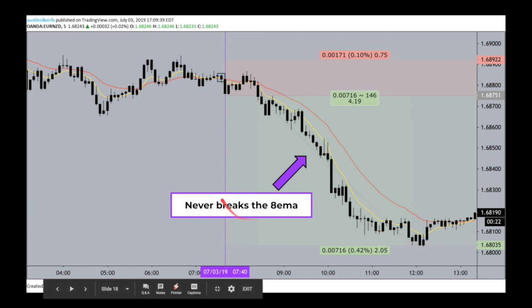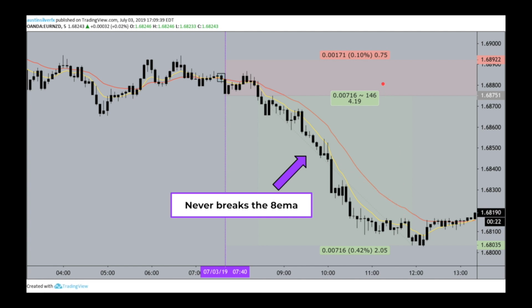So if you took the trade at 7:40, you followed the rules, your stop loss was 17 pips, and you held this thing all the way until it slowed down here at noon, you're talking about a 4 to 1 risk reward, meaning you risk 10, you're making 40. You risk 100, you're making 400. You risk 1,000, you're making 4,000 on a trade like this.